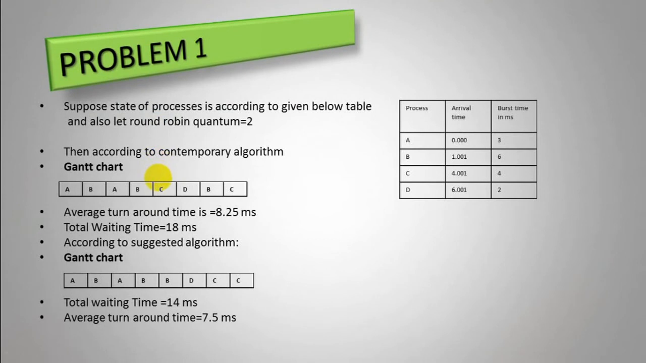Let us assume that the round robin quantum is equal to 2. Then, according to the contemporary algorithm, average turnaround time is 8.25 milliseconds and total waiting time is 18 milliseconds. According to our suggested algorithm, total waiting time is equal to 14 milliseconds and average turnaround time is equal to 7.5 milliseconds.